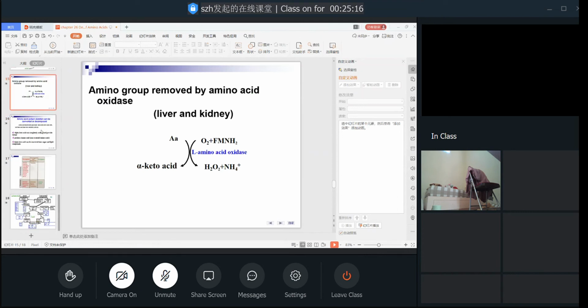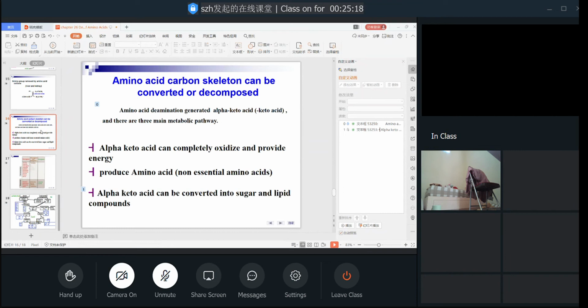And furthermore, you can see the amino acid deamination leaves the carbon skeleton. This kind of carbon skeleton is very useful, and at times it can be oxidized thoroughly. Another way it can be used too, to synthesize other kinds of molecules.